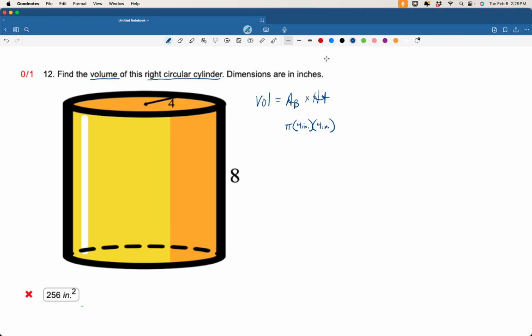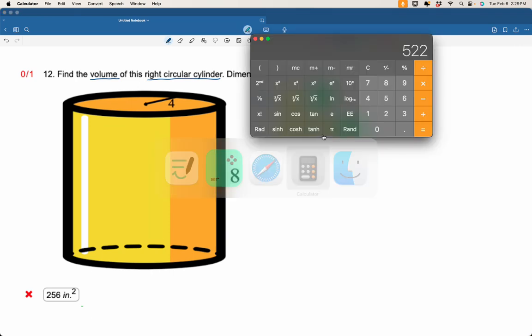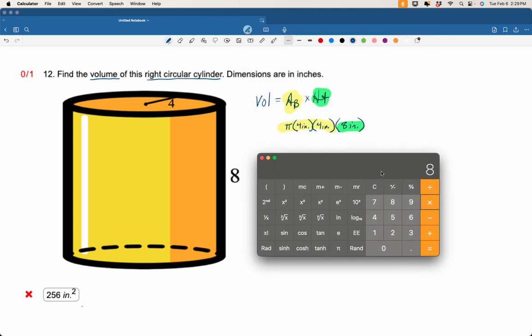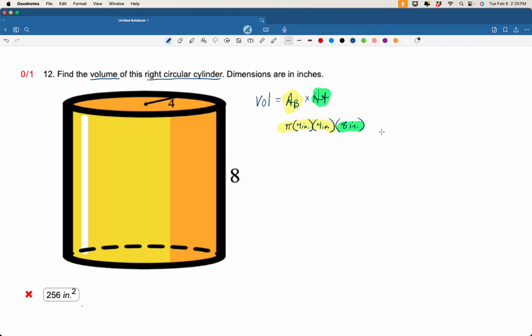So area of the base, let me get my highlighter. Area of the base, right? Height is 8 inches, as told by this number right here. So that is going to be your height. So that's how we do this calculation. We are going to say 4 times 4, which is 16, and I can't do 16 times 8 in my head. So 4 times 4 times 8, right? 4 times 4 times 8 equals 128.